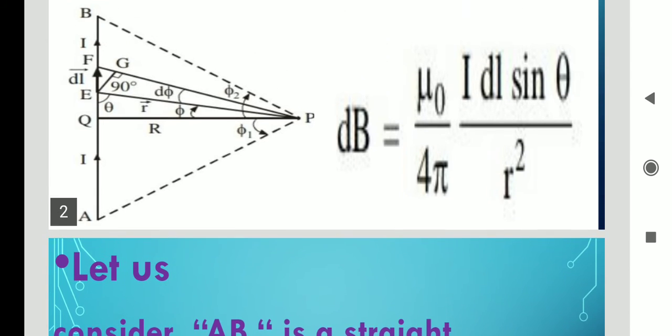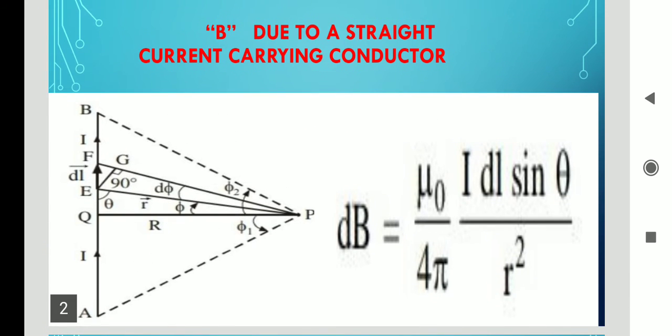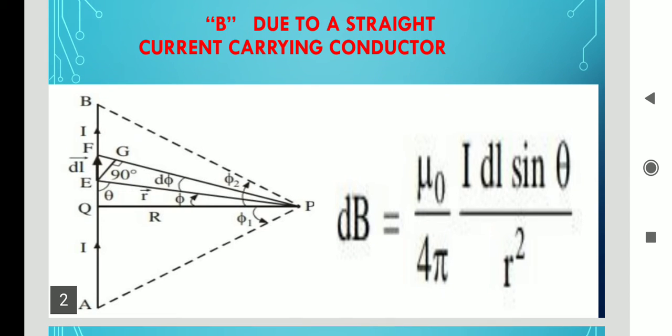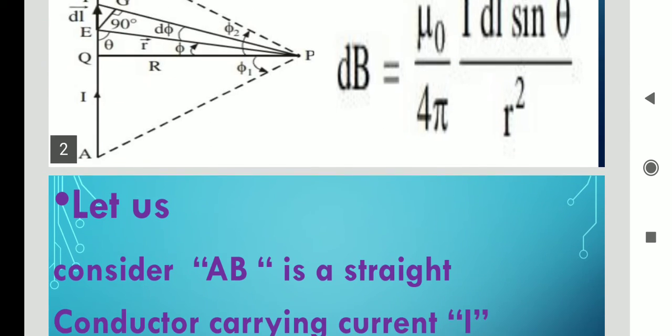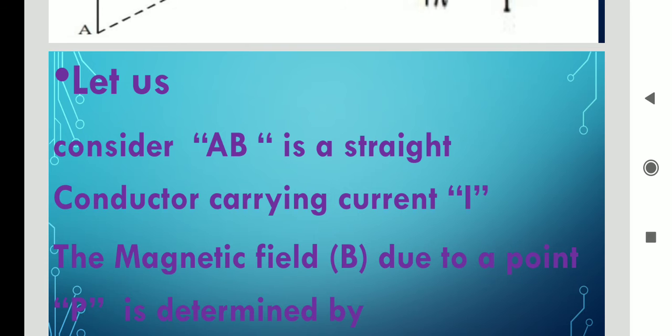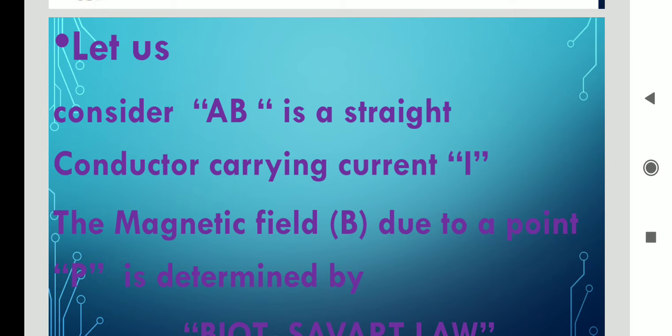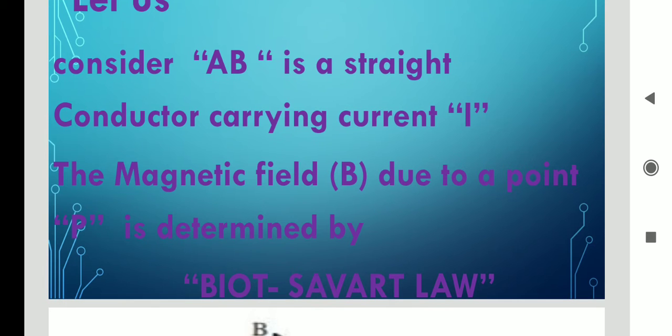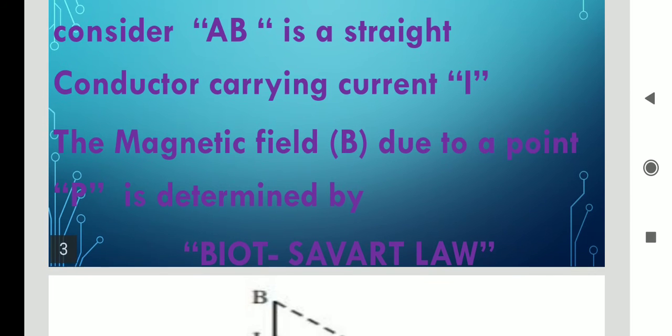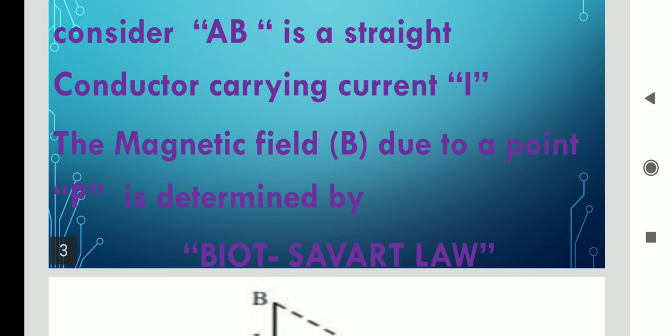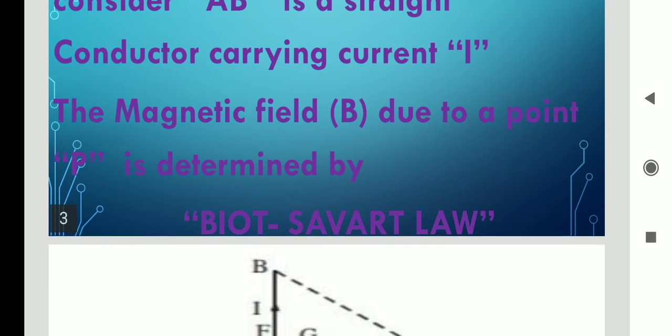Let's see how you are going to determine the value of B due to a straight current carrying conductor. For that, what do we need to consider? Let us consider AB is a straight conductor carrying current I. This is the assumption. Therefore, the magnetic field B at a point P is determined by Biot-Savart law.